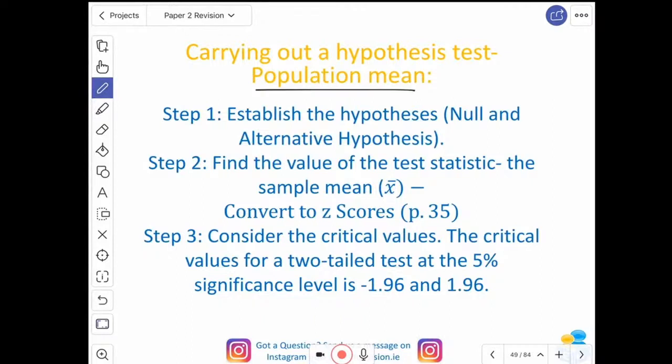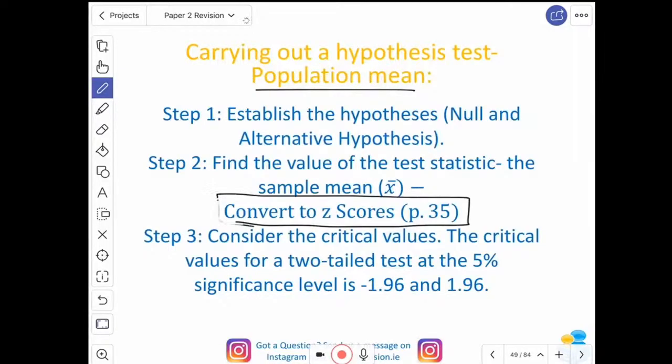So again, the same step 1. We establish the null and the alternative hypothesis. Step 2. Now there's 2 different ways of doing this, right? This is one way that you can approach this question. You work out your test statistic, which is your sample mean, and you convert it to z-scores. So we've already looked at converting to z-scores. You go and do that.